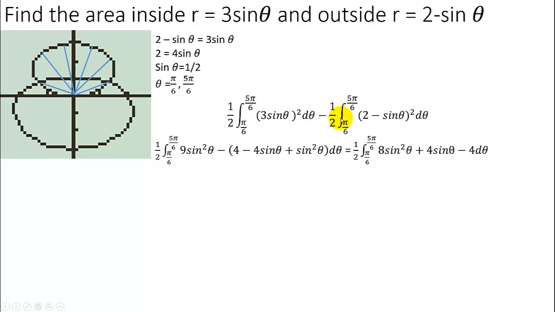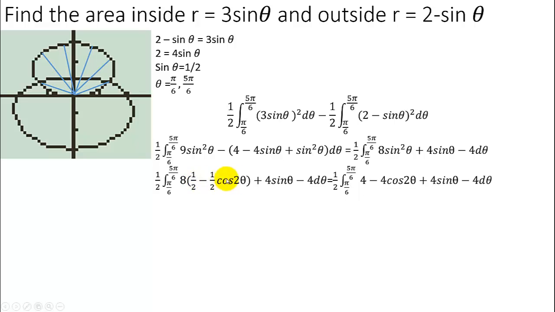And we combine this into one integral. We factored the 1/2 out and combined into 1. Well, we have 9 sine squared minus sine squared. That's 8 sine squared. And then we have the plus 4 sine and the minus 4. We replace sine squared with its equivalent so that we can actually integrate this. Distribute the 8 through and we get the 4s. Now 4 minus 4 is 0, so we're left with these two in between here.